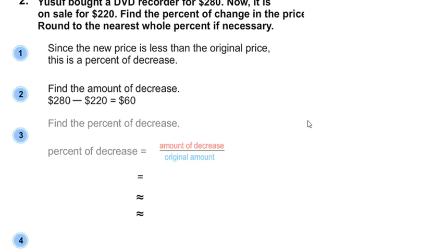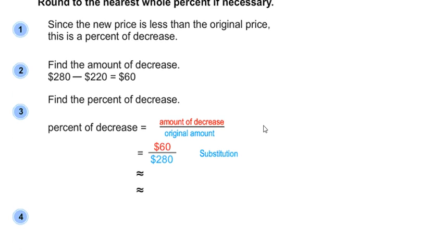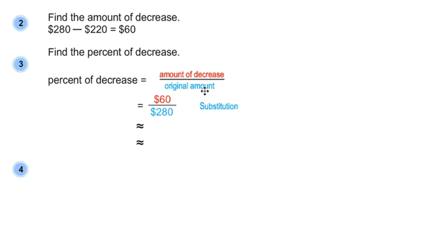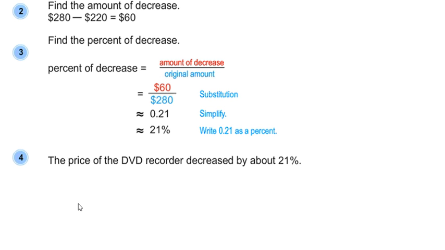So now we're going to set up our percent of decrease, which you just put the decrease over the original amount. So we have $60, and the original amount was $280. So after we do that, we're going to get our decimal of 0.21 just about because we rounded. And that equals 21% because we multiplied times 100 to get from a decimal to a percent. So the price of the DVD recorder was decreased about 21%. When you're restating the answer, it's important that you write the percentage and then you write either it's an increase or a decrease.